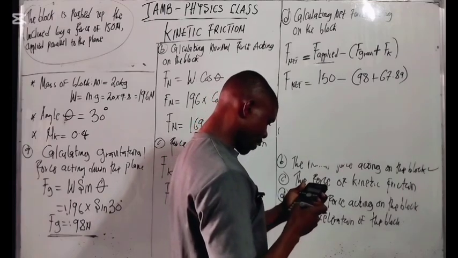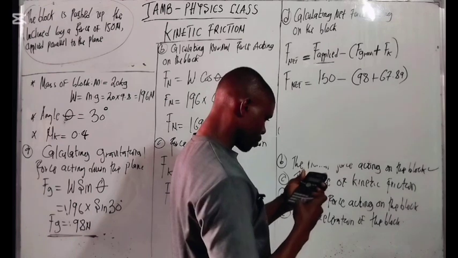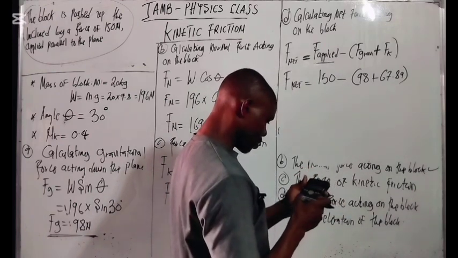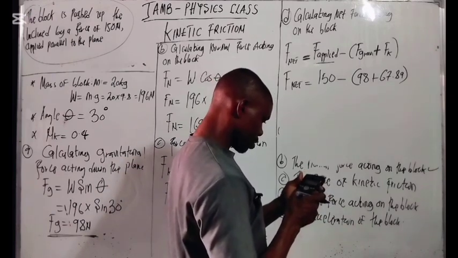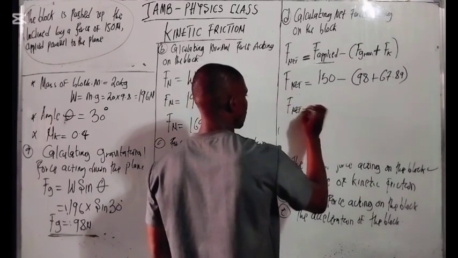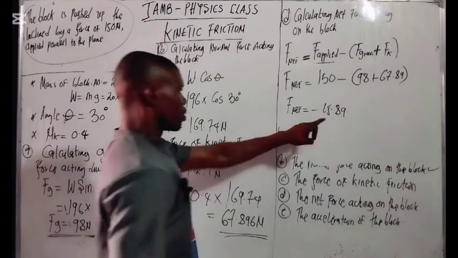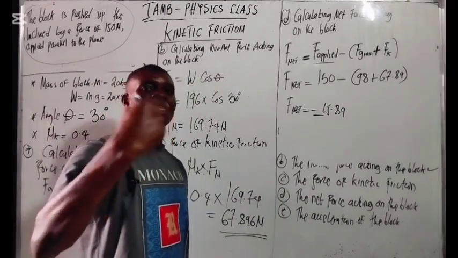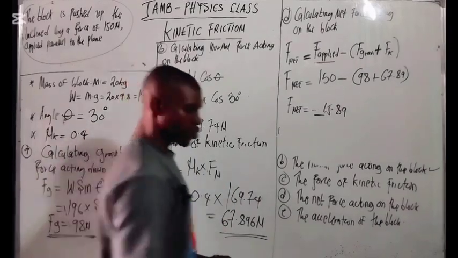So 150 minus 98 plus 67.89. Here we have F net equals to minus 15.89. So now, what does this minus mean? It means that the force is decelerating. Do you understand? The force is decreasing. That is the meaning. So what is the last one here?